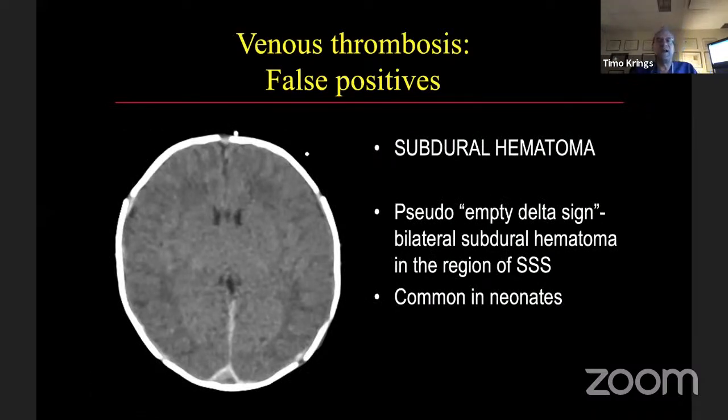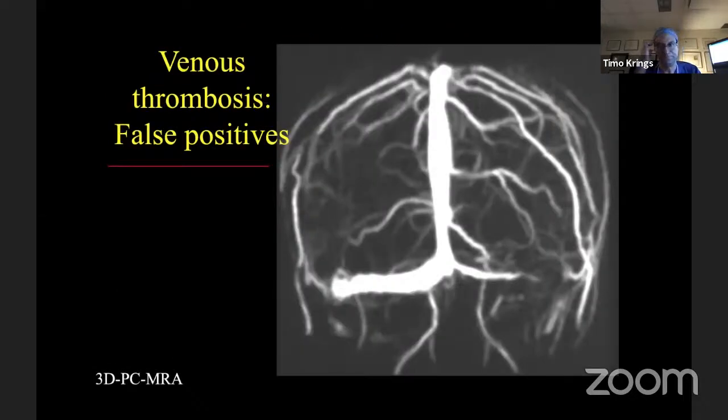In the pediatric age group, an important false positive is the so-called pseudo-empty delta sign that is related to subdural hematoma that is hyperdense. Then it appears as if there was an empty delta sign, and this is common in the neonatal age group and should not be mistaken for sinus thrombosis.